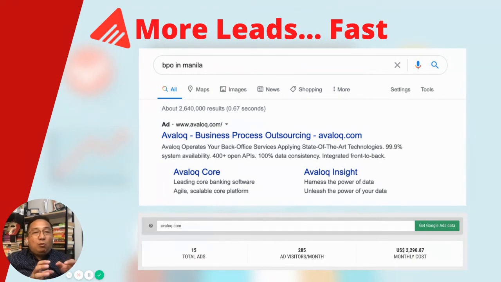So these are one of the things that you need to consider. Look at the competition. What are the keywords that they're targeting? How much traffic are they getting? How much are they investing? And then see how you can make it better. Testing, optimize.